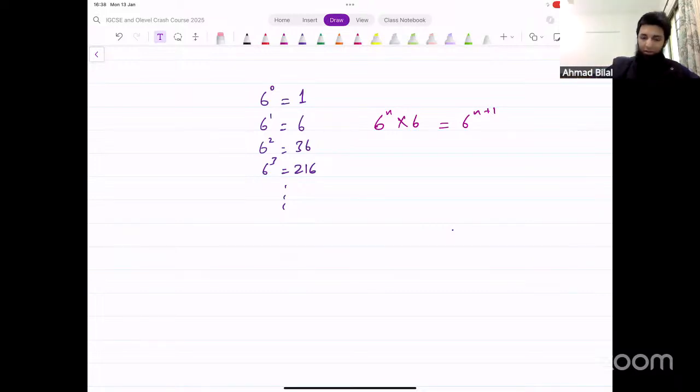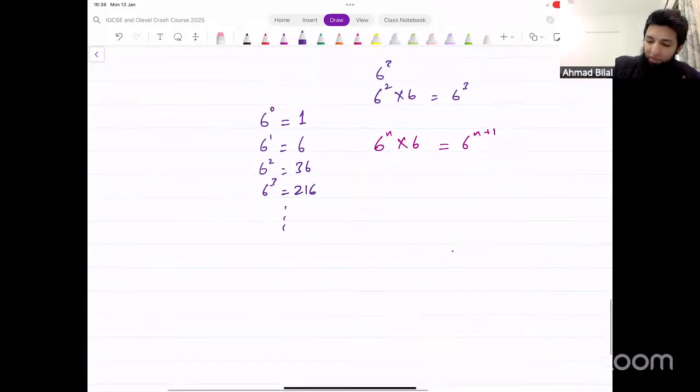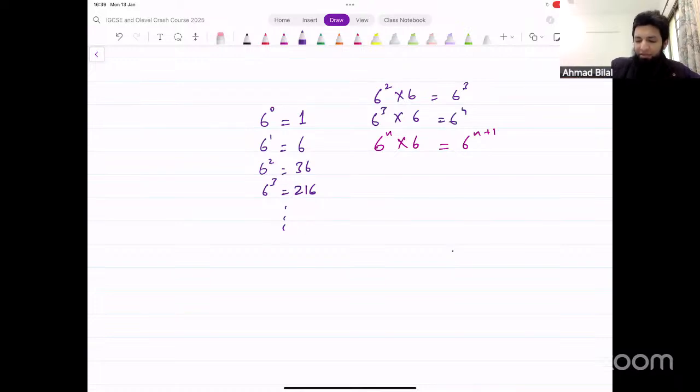Okay, sorry about that. So basically, you can have a rule like this. If we have, for instance, 6 square into 6, what does that give us? That gives us 6 cube, right? If we have 6 cube into 6, what would that be? That would be 6 raised to power 4. So we can generalize that and say 6 raised to power n times 6 should be 6 raised to power n plus 1, right?